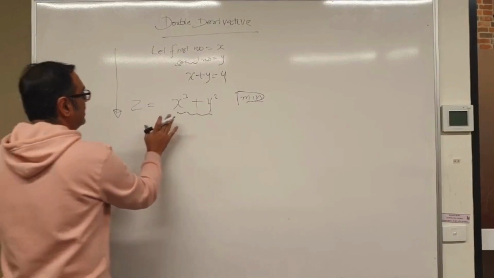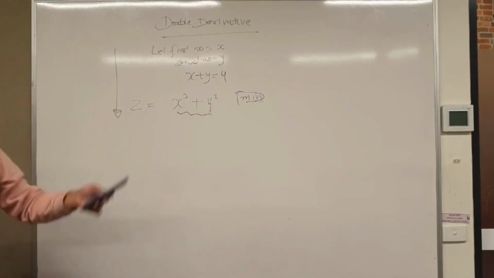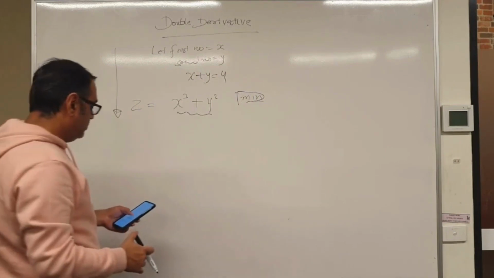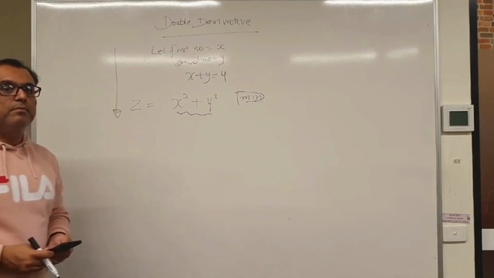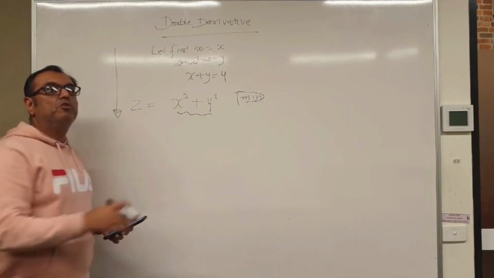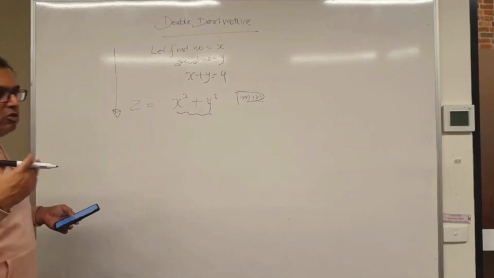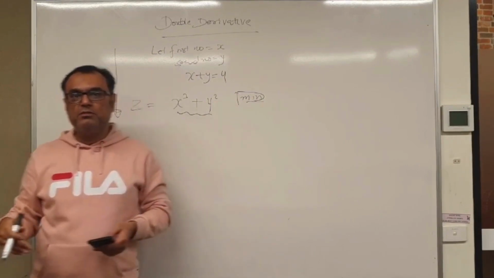Now, how can I find this to be minimum? What do I do? Easy. Come on, who's telling me that? Ryan, what do I do here? I need z to be minimum. What do I do? Say something. It's okay even if you don't know. I move on. What about you, Chris?